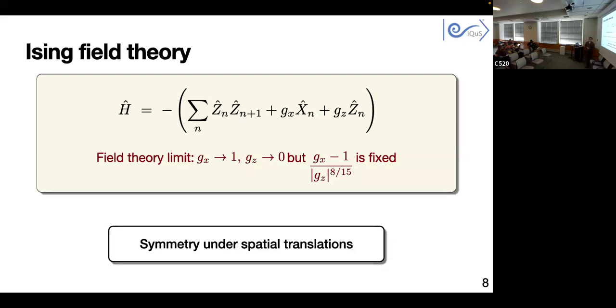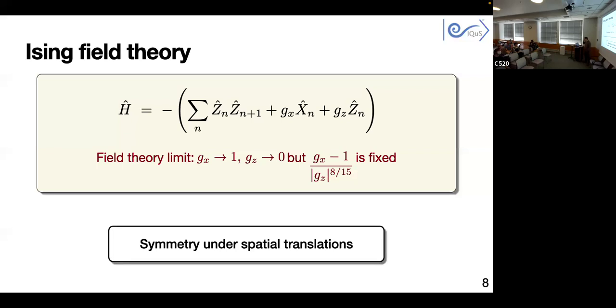The Ising field theory has this familiar Hamiltonian, with a ZZ interaction between neighboring sites, a transverse field X, and a longitudinal field Z. It turns out that this Hamiltonian has a field theory limit if you take the coefficient of the transverse field to 1 and the coefficient of the longitudinal field, g_Z, to 0, but hold this ratio that I've written here fixed. In general, if you had g_Z equals 0 from the start, this would map onto Majorana fermions, an integrable model that might be familiar to people. But for arbitrary values of the longitudinal field, this maps onto a general non-integrable theory that has very interesting dynamics that are hard to simulate using classical methods.